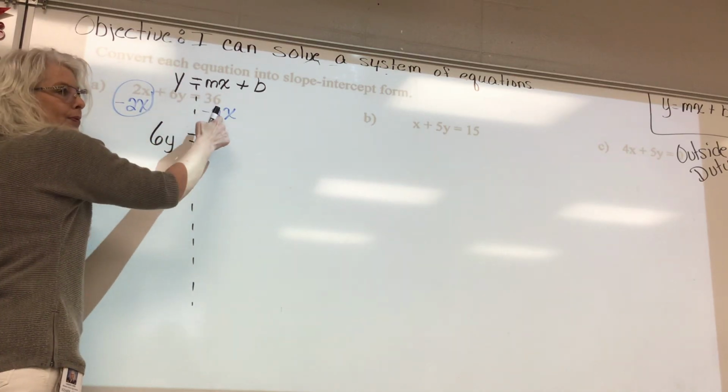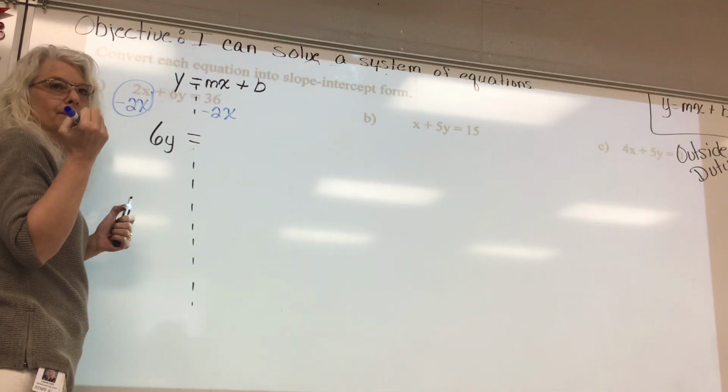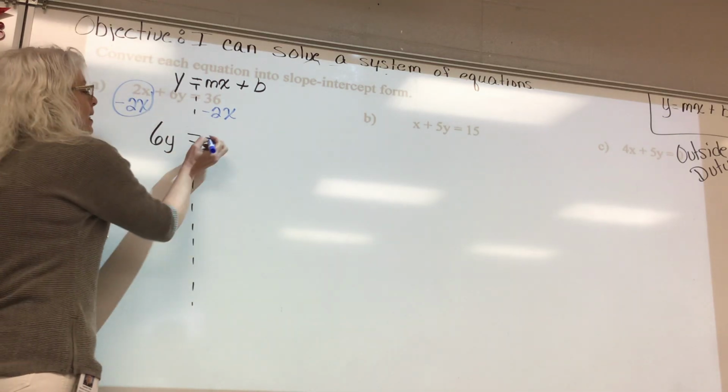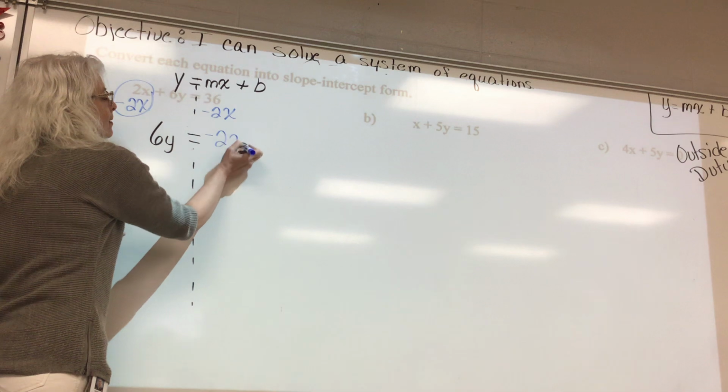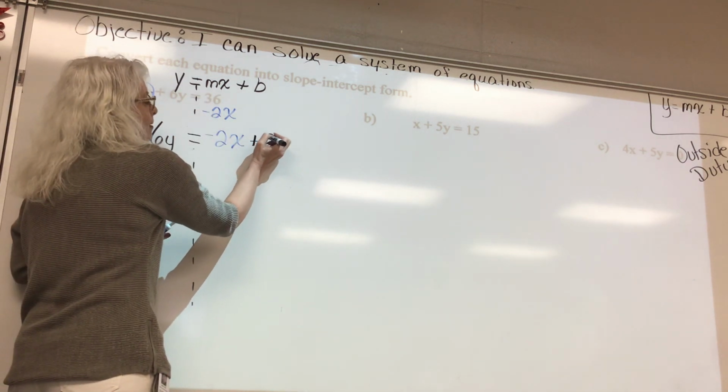Are these like terms? No. What do I do with them when they're not like terms? Place them beside each other. So I'm gonna put my negative 2x. This is a positive 36. So I'm gonna put positive 36.